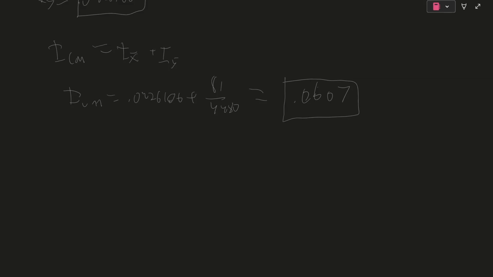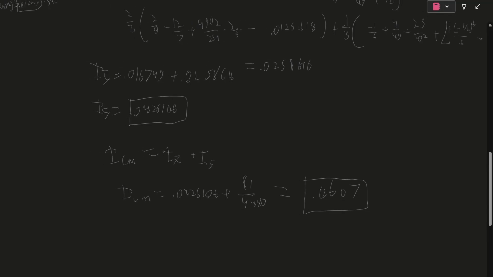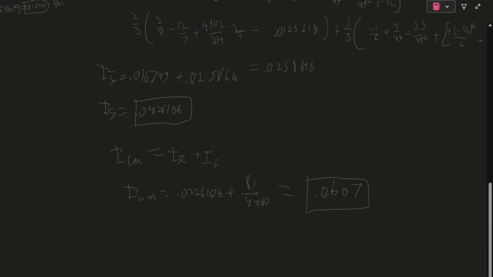Alright, so that is how we find the moment of inertia about a center of mass of a region that is bounded by two functions and also has a density function along with it. Thank you all for watching.